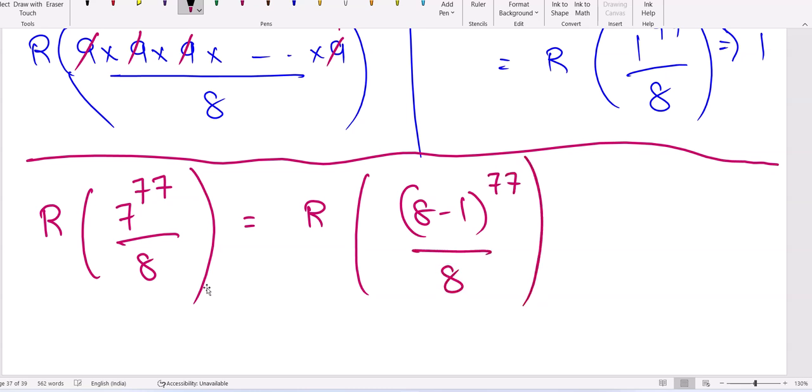Is it? Nothing wrong, right? Okay. Then finally what will happen now? I will go minus 1 power 77. How minus 1, sir? How can you convert from there to here?